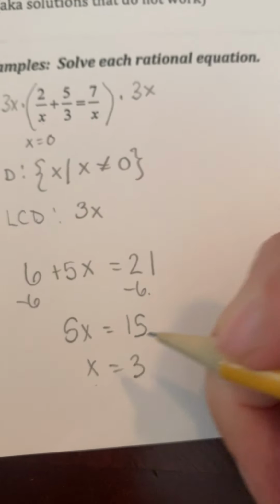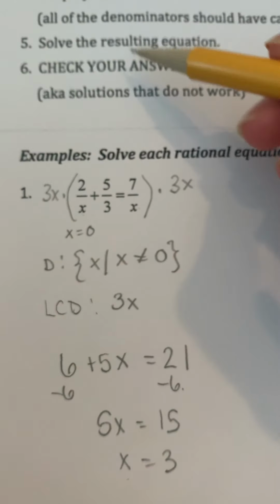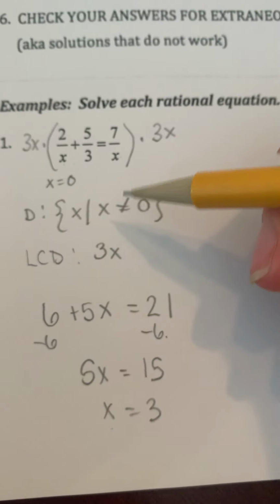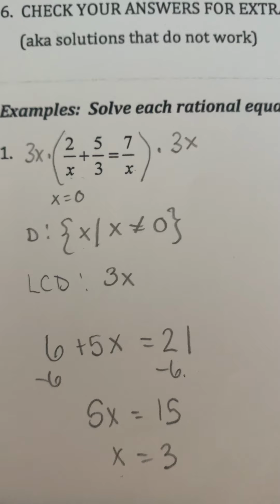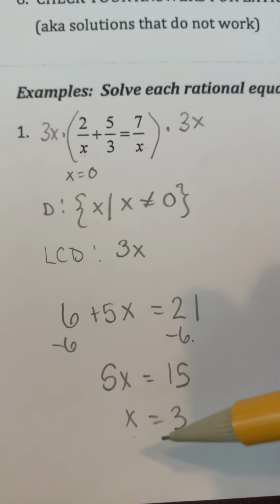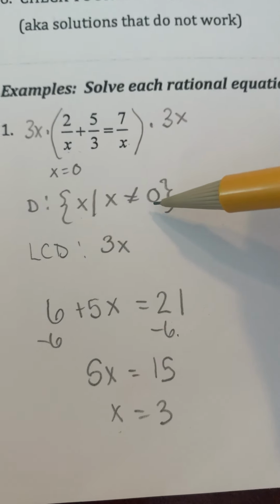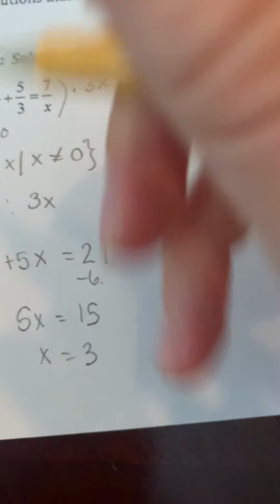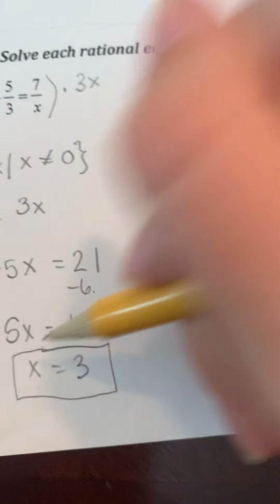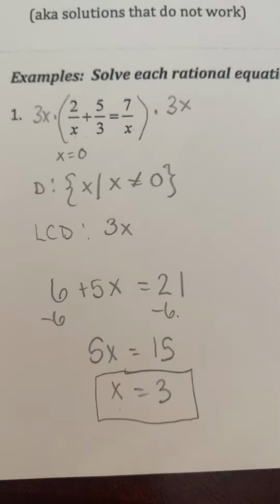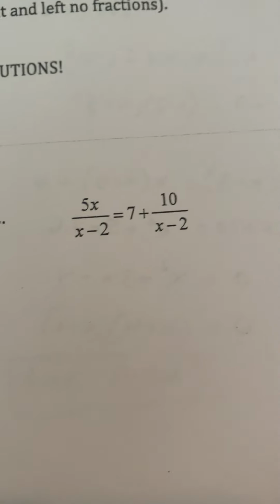So before I go ahead and just circle my answer, we need to check that answer. So the domain said any value works as long as it's not 3. Sorry, as long as it's not 0. So is this 0? Nope. So it is good to go. Here is my answer. Let's look at number 2.